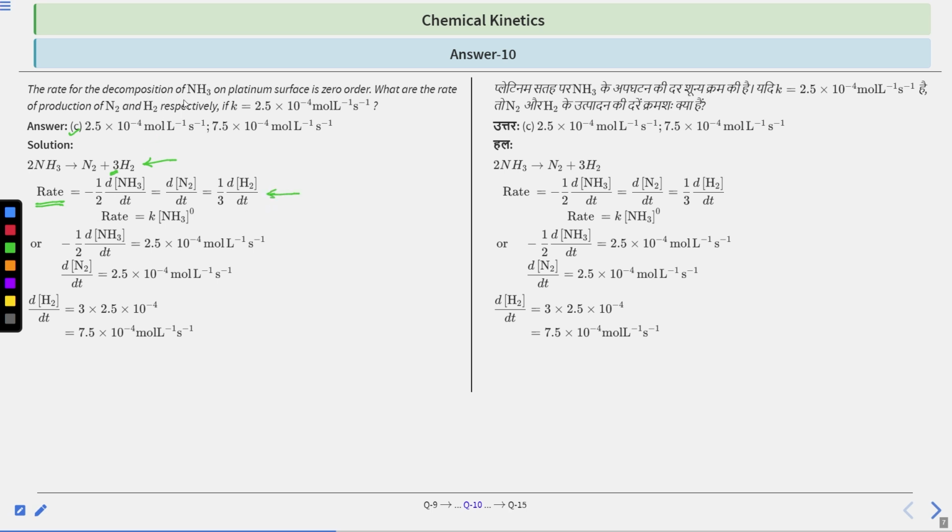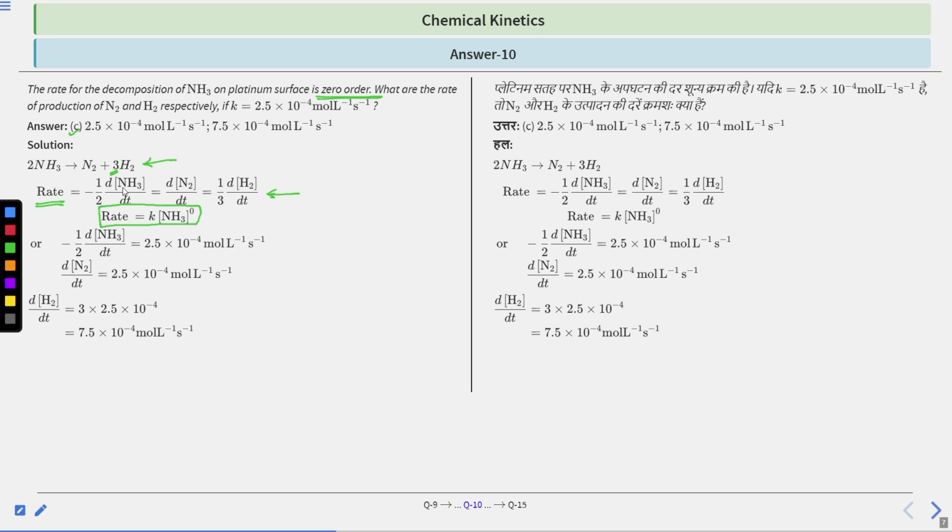Now, as we have been given that the decomposition rate of NH3 on the platinum surface is zero order, the reaction is zero order. And for a zero order reaction, the rate equation is equal to K times the concentration of the reactant to the power 0. Right? In the zero order, the reactant concentration power will become 0. So the rate will become equal to K, that is the rate constant.